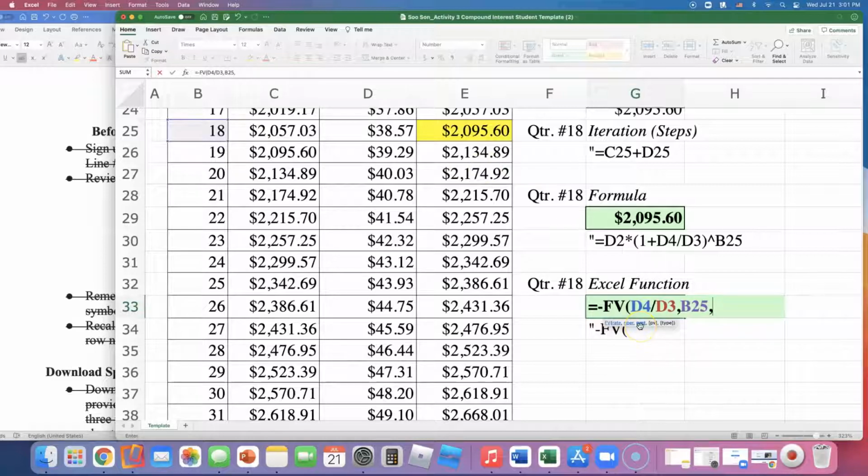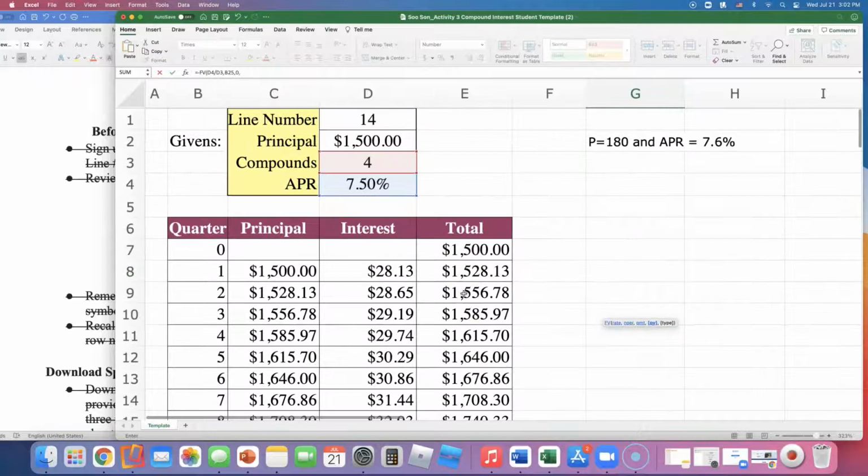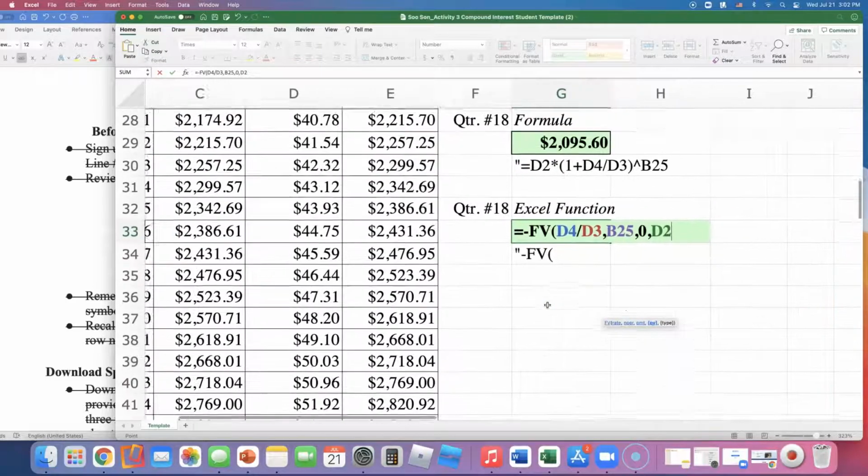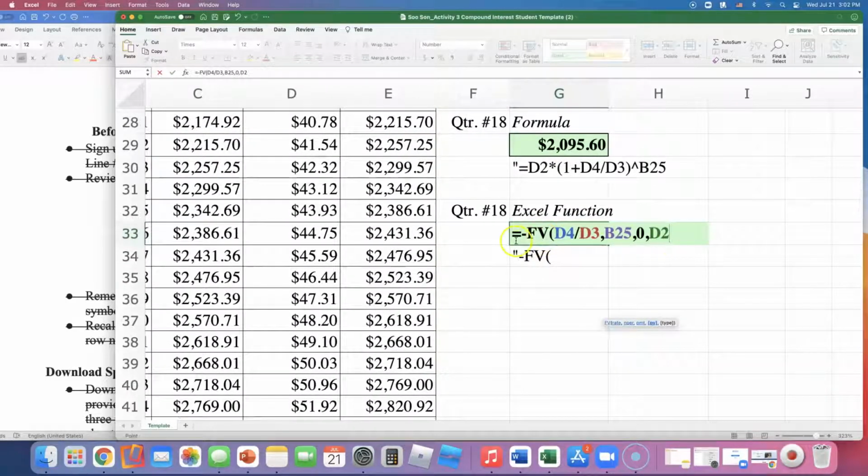Next one, payment. We're not really making any additional payments, so put a 0 there. But how much money did we start with? What was the present value? That number can be found up here in D2. Click on it. And if you take a look, this is what the Excel function formula should look like, and you and I will have the exact same input. Close the parenthesis and hit enter.